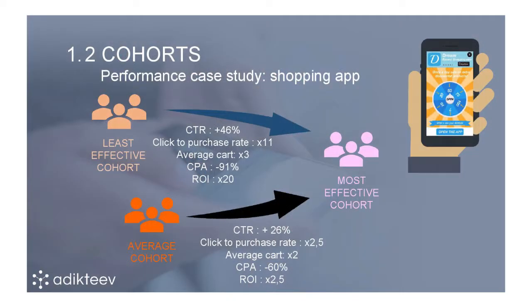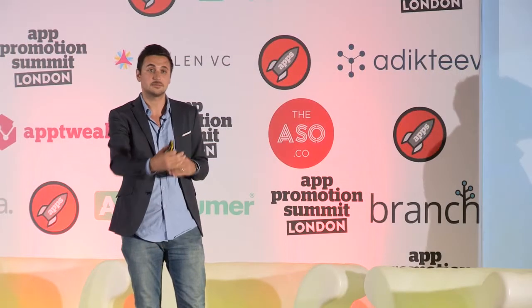We took 3 cohorts: the best cohort, the worst cohort, and then the middle ground, the average cohort. That's just to give you an idea of how important and how different those cohorts can perform. From the worst cohort to the best cohort, there's a difference of 20x in terms of ROI. The average deal size has 3x'd from one cohort to the other. Click to purchase rate has increased by 11 times.